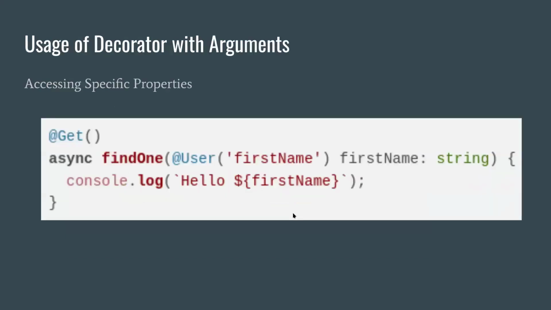Usage of decorator with arguments. Using the enhanced User decorator, you can now access specific properties of the user object. In this example, you can see that the User decorator extracts the firstName property from the user object. This approach makes your request handler more flexible and readable.